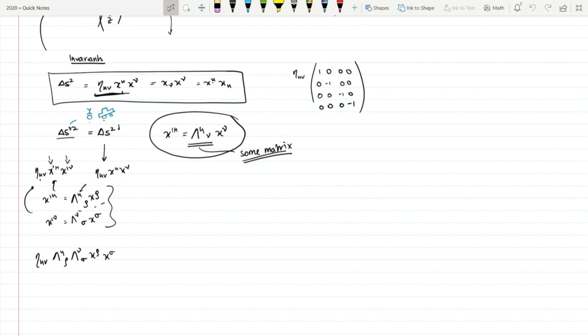Zero. Is this clear? This is my left-hand side, and this is equal to eta mu nu, x mu, x nu. Is it clear to everyone?